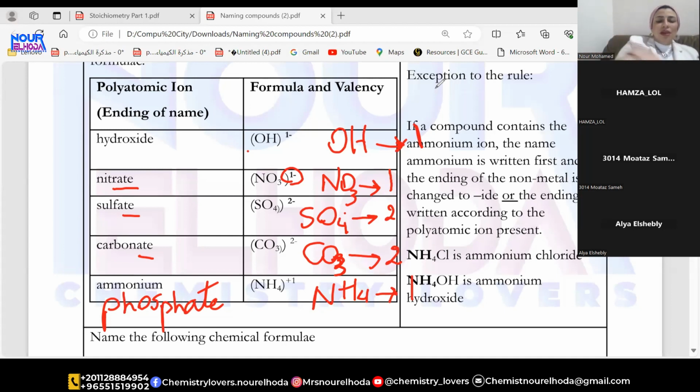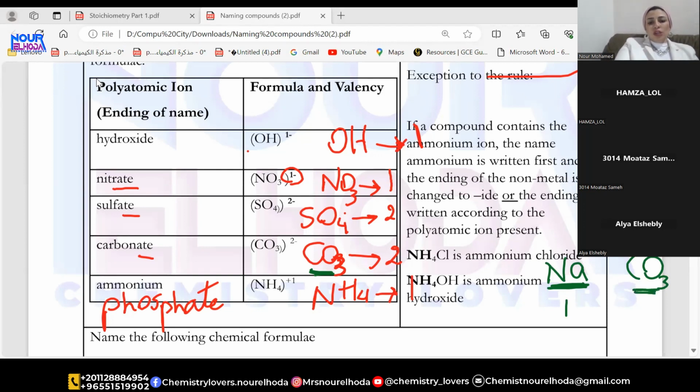Let's say I'm going to do a formula of sodium carbonate. So this is sodium. What is the carbonate? Carbonate is CO3. What's the valency for sodium? Sodium is in group 2. So I will write 1. Sorry, sodium is in group 1. So since sodium is in group 1, I will write 1.